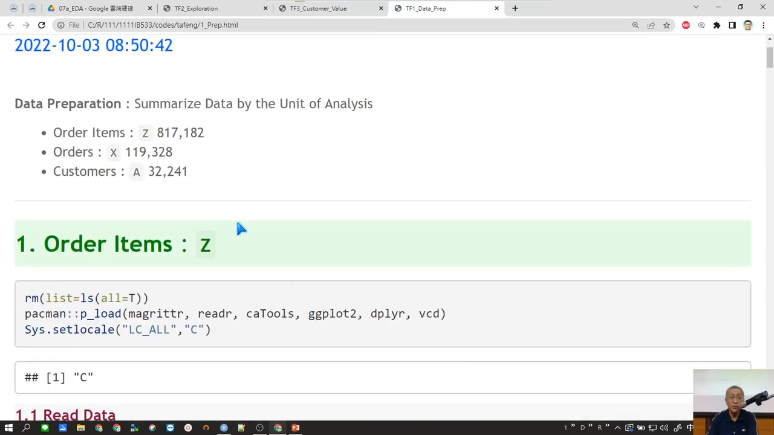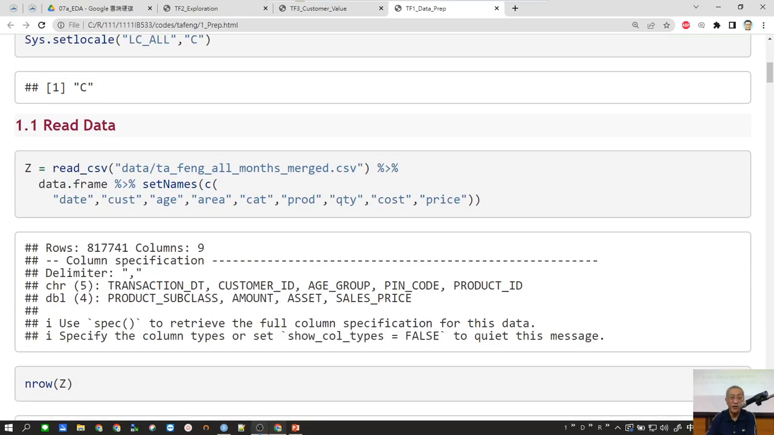Actually, in this notebook, this is our raw data, right? The data we have is actually very simple. We only have like 817,000 order items, right? Do you still remember the raw data? The raw data is like data items, right? Item by item by item, right? So in this data set, let's load the data and see what we have now.